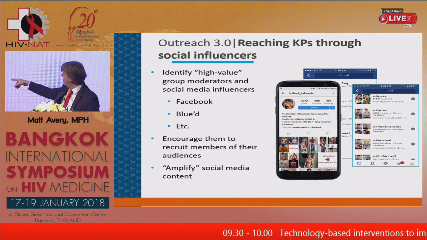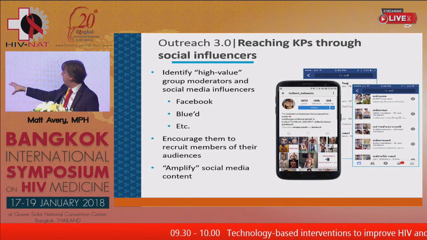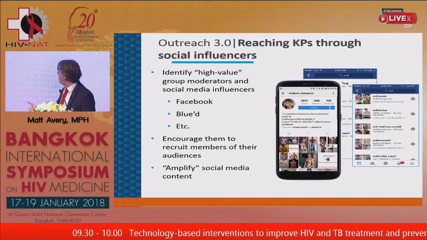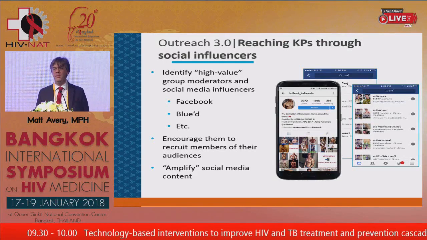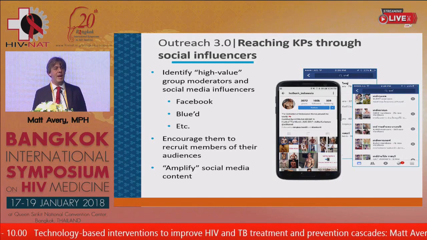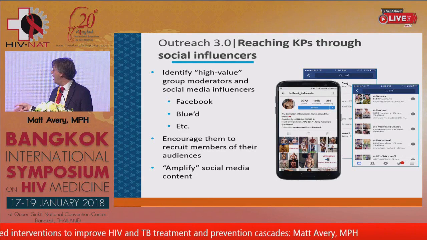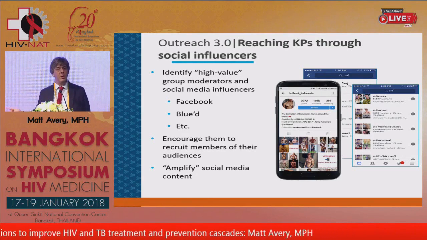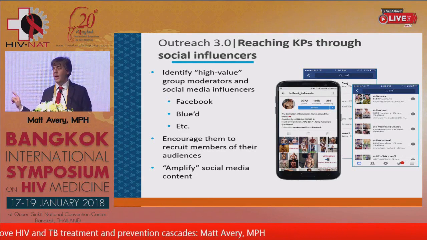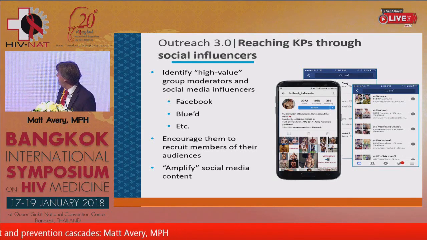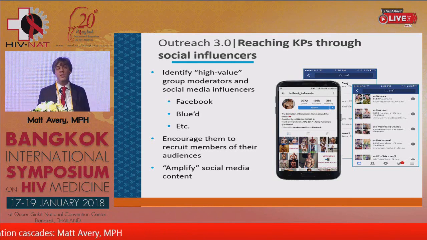So what you can see here, these are screenshots of what some of these venues might look like. Over here on the right, this is a screenshot of closed Facebook groups in Thailand that are frequented by men who have sex with men who may or may not be gay identified, but where they interact with other members of the community in these closed online groups, sometimes in quite large groups. This very first example there, this is a closed Facebook group with almost 15,000 members who are men who have sex with men here in Thailand and in Bangkok specifically.